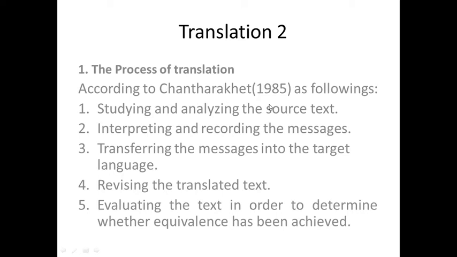One, studying and analyzing the source text. Source text คือเอกสารแหล่งข้อมูล. Number two, interpreting and decoding the messages. Three, transferring the messages into the target language. Target again means the language you have to translate into. Four, revising the translated text. After you have already translated, you have to read again, you have to edit again to make sure that it's correct or to find any mistakes. Five, evaluating the text in order to determine whether equivalence has been achieved. You have to evaluate, ประเมิน, to determine that it's equivalent.